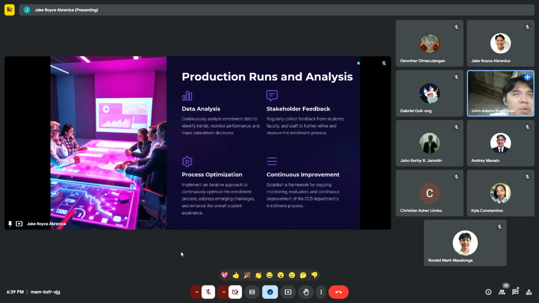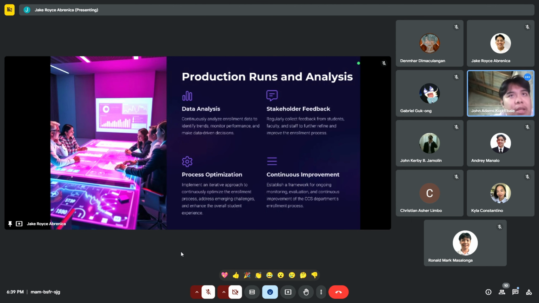Conduct simulation runs to analyze different scenarios within the enrollment process. This allows us to test various solutions in a controlled environment before implementation. Production runs and analysis. Data analysis. Continuously analyze enrollment data to identify trends, monitor performance, and make data-driven decisions. Stakeholder feedback. Regularly collect feedback from students, faculty, and staff to further refine and improve the enrollment process.